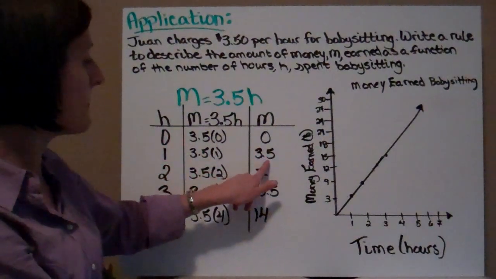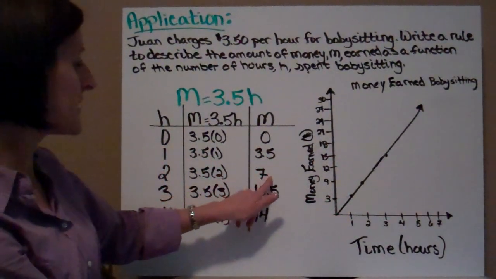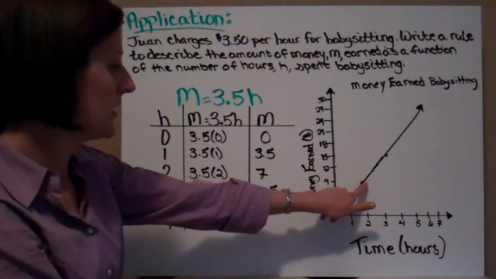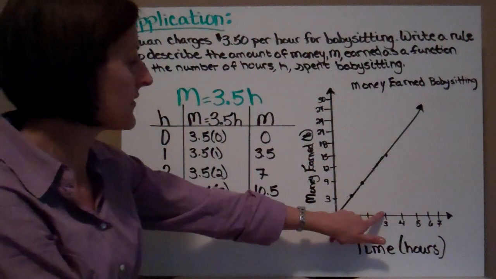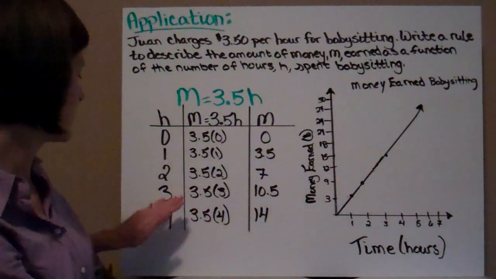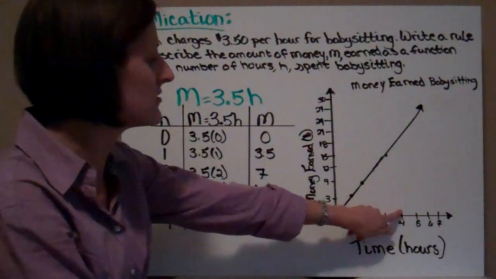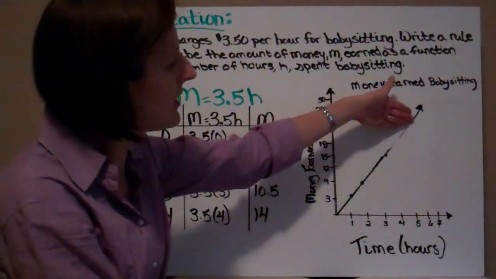Okay, at 1 hour, I make $3.50, so I do 1, a little above 3. 2 hours, I make $7, so do 2 to 7. Okay, 3 hours I make $10.50, so I got 3 hours up to about $10.50, which is right there. And 4 hours I make $14. 4 to 14. Now I've connected my dots.